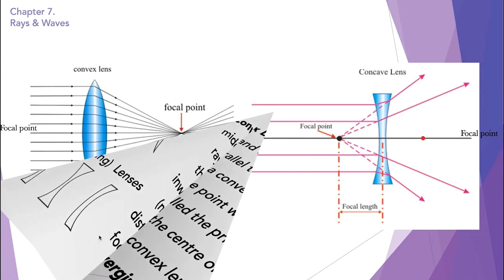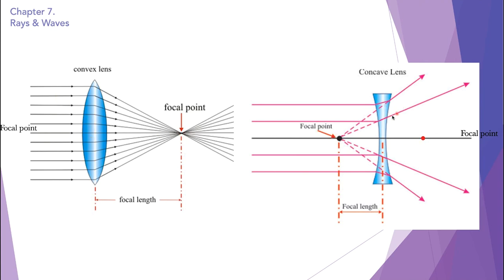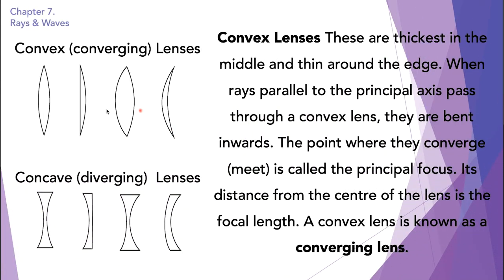So here's what we're talking about. This is the convex lens, this is the concave lens. Let's look at this one right now. As you can see here, the rays are parallel to the principal axis. The principal axis is a straight line like this one here. And they are parallel to the principal axis, but when they pass through a convex lens, they converge like this. And they meet at one point. All of the rays meet at this point, so this point is called the focal point. And the distance of the focal point from the center of the lens is the focal length. So this type of convex lens is known as a converging lens as well.